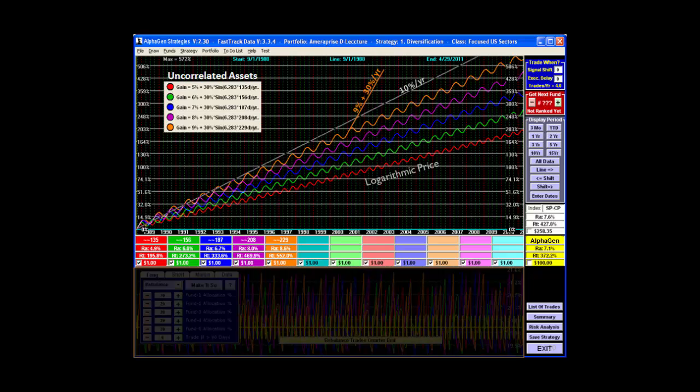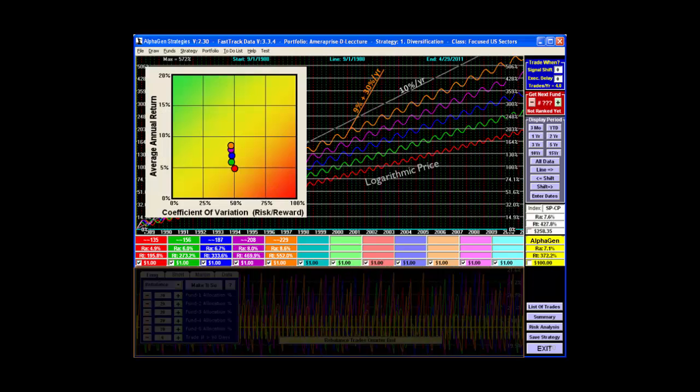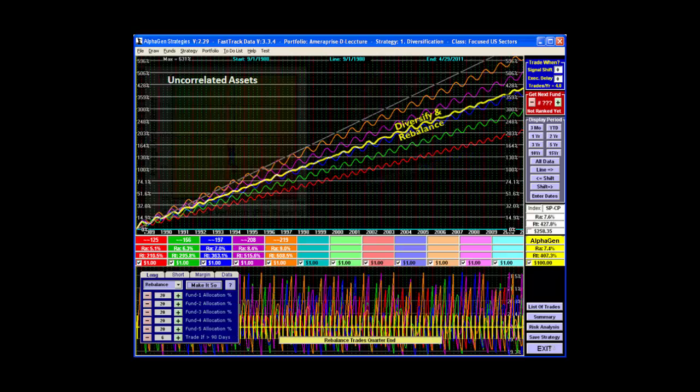I've created 5 simple synthetic funds, each with a slightly different average return, and each with a slightly different sinusoidal undulation to simulate uncorrelated assets. Their average returns vary from 5% to 9%, and the sinusoidal undulation period varies from 135 days to 229 days. The upward slope of each undulation is 30% per year, plus the base level average return, so 39% per year for the orange fund. The risk-reward chart stacks the dots for these funds appropriately like this. Risk here is measured as the coefficient of variation.